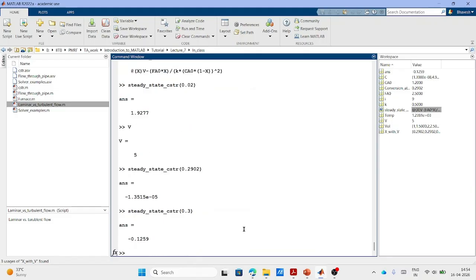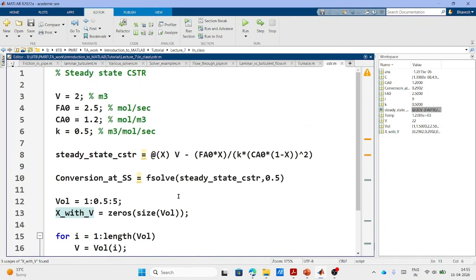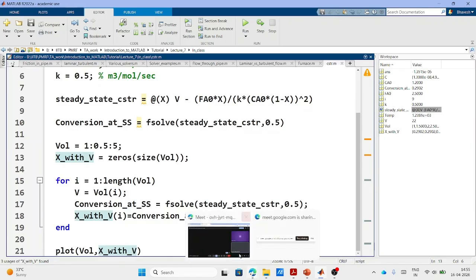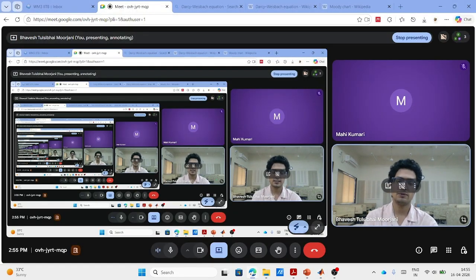If I want a conversion of 0.3, 0.4, 0.5, apparently for each value we are getting the same answer, which is slightly weird, but maybe these are arbitrary data, right? That's why it's probably not varying too much. But let's say if you have actual data, then you will get a correct trend of how the change in the volume is affecting the conversion.